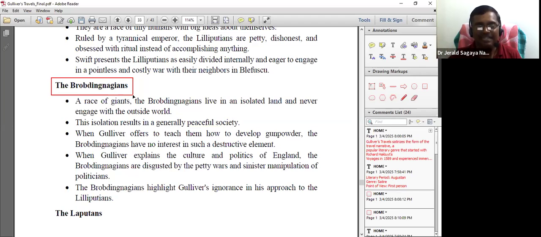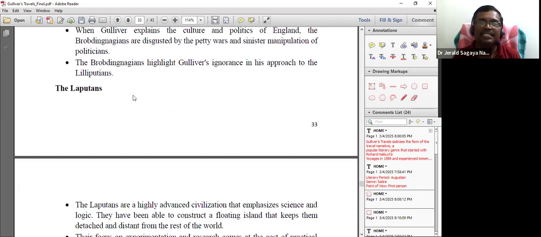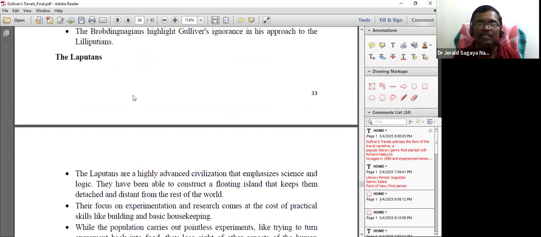There will be a lot of discussions about that. There is a terrible satirical criticism of the English race, of its colonial attitude and its imperial attitude. And then he escapes from there and gets into another place called Laputa. What is Laputa? It is a flying island, a floating island. He ends up on a floating island.